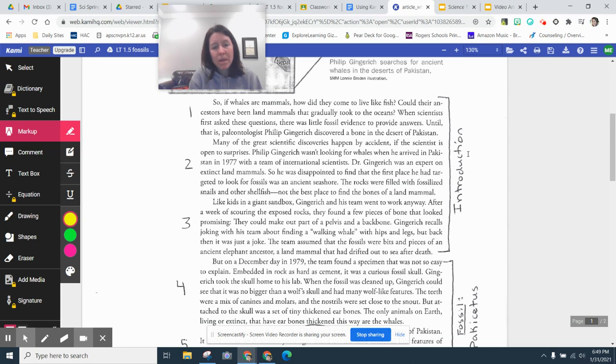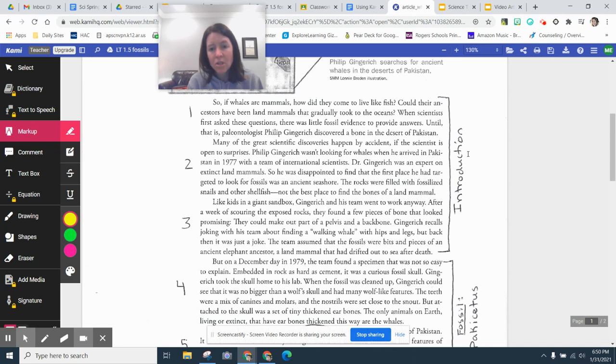All right, so if whales are mammals, how did they come to live like fish? Could their ancestors have been land mammals that gradually took to the ocean? When scientists first asked these questions, there was little fossil evidence to provide answers, until that is, paleontologist Philip Gingrich discovered a bone in the desert of Pakistan. Many of the great scientific discoveries happened by accident, if the scientist is open to surprises. Philip Gingrich wasn't looking for whales when he arrived in Pakistan in 1977 with a team of international scientists.